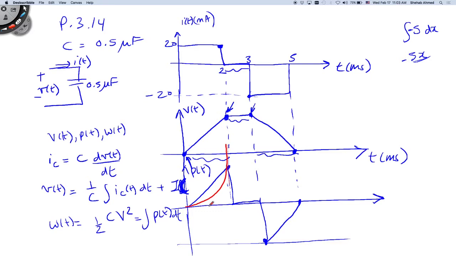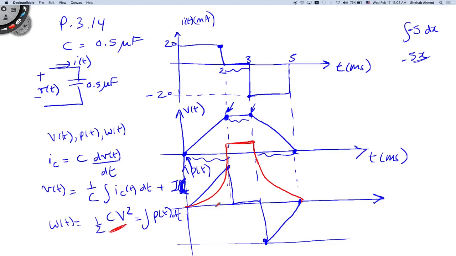So this is V squared. So the V is a ramp. So squared is this. This is a ramp. So its squared value is also this. This is a fixed value. Squared value is somewhere up here. So you can do it the half CV squared, or you can integrate power.